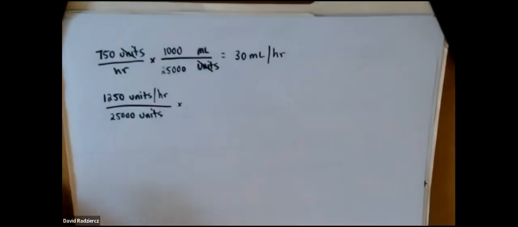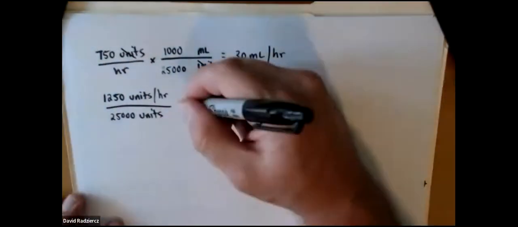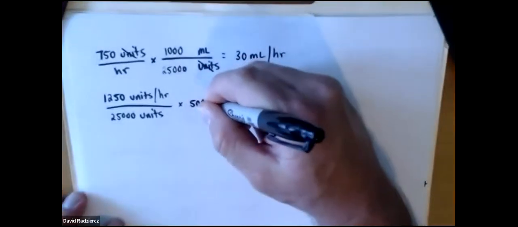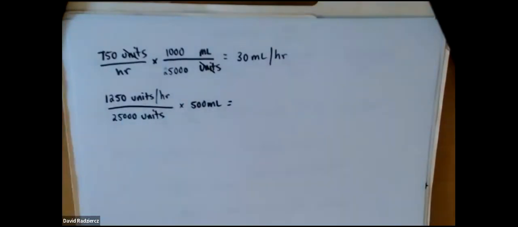But all right, then I would divide by my available, which is again 25,000 units. And then I would multiply by what my IV solution is, which is the 500 milliliters. Is this how you would set that up? That's how I did it exactly. Yeah, as long as you're setting it up just like this, you're doing it right.